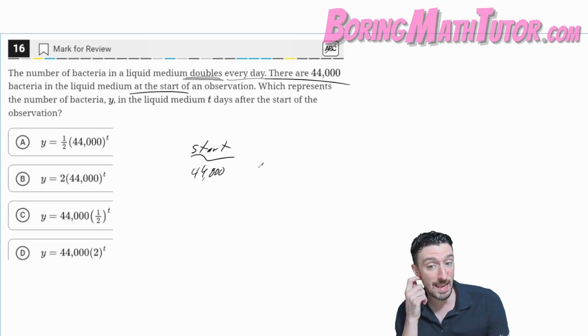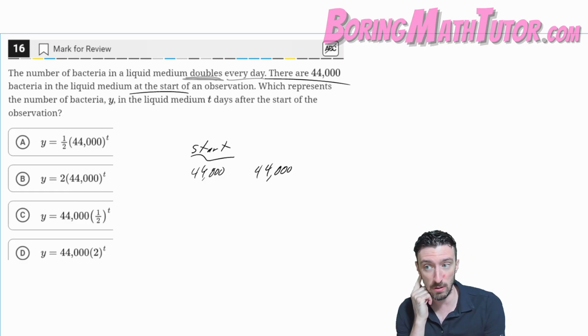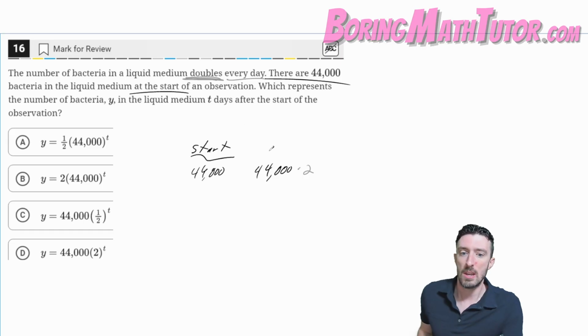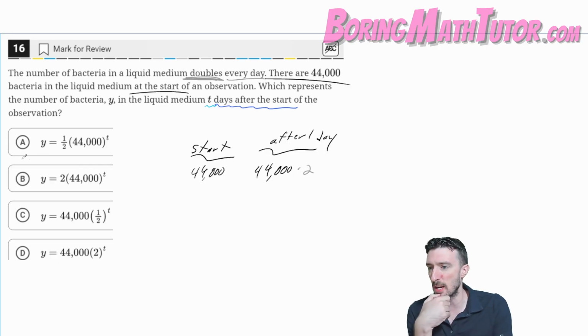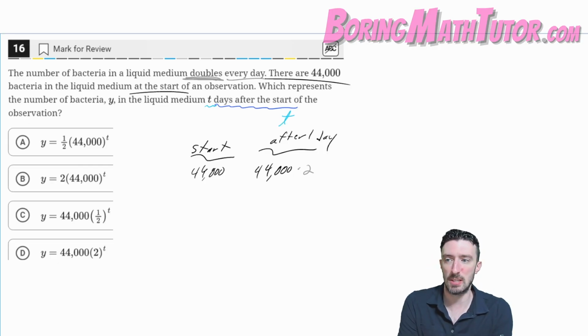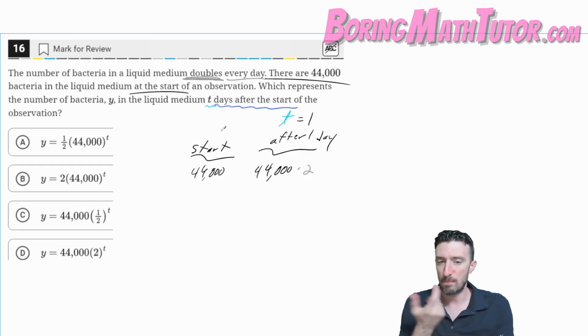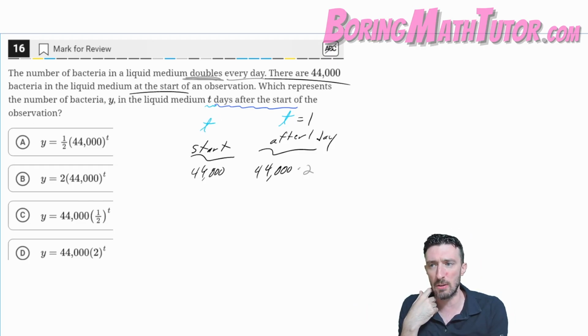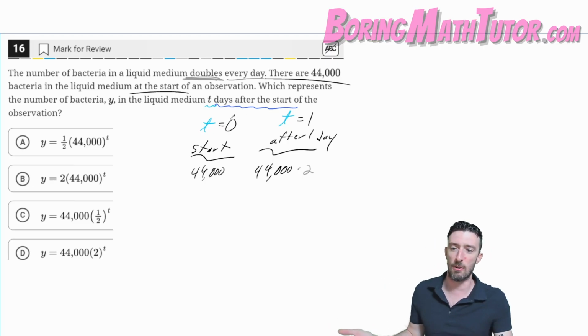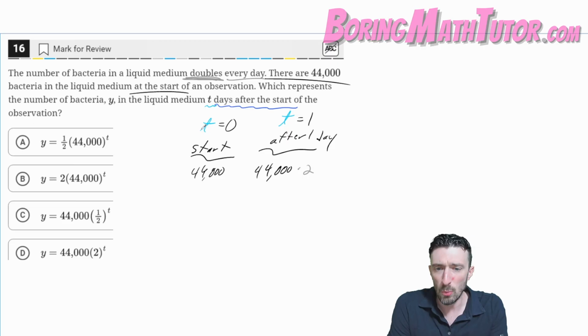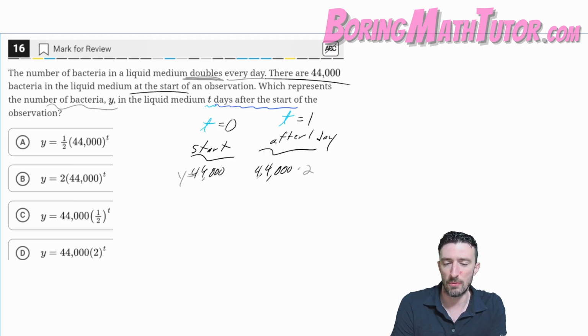And then it's going to double every day. So double 44,000 would be whatever 44,000 times 2 is. Now, that's after 1 day. But what they're saying is that T is going to be the number of days after the start. So that would mean after 1 day, T would equal 1. But also, at the start, that would mean T would equal, wait a second, how many days after the start? 0! So that means when T is equal to 0, Y, which is the number of bacteria, should equal 44,000.